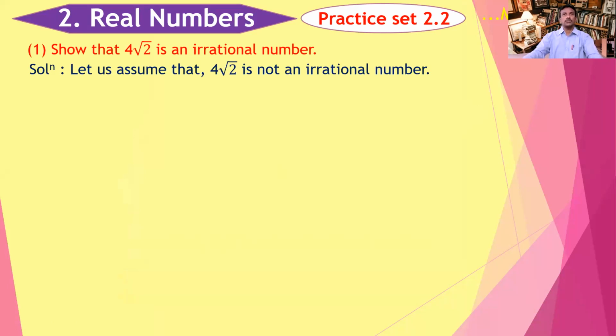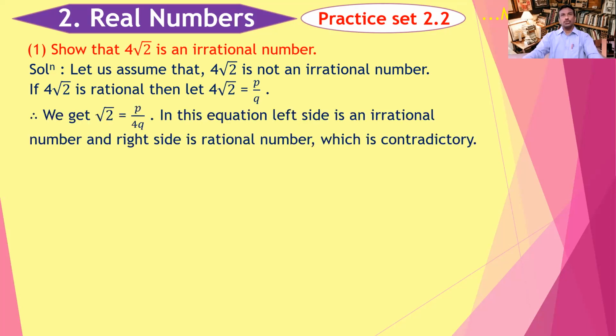Assume that it is not an irrational number. If 4 root 2 is rational, then let 4 root 2 is equal to P upon Q. Write it in P upon Q form. Then we get root 2 is equal to P upon 4Q, as 4 goes to the RHS. In this equation, the left side of the given equation, root 2, is an irrational number.